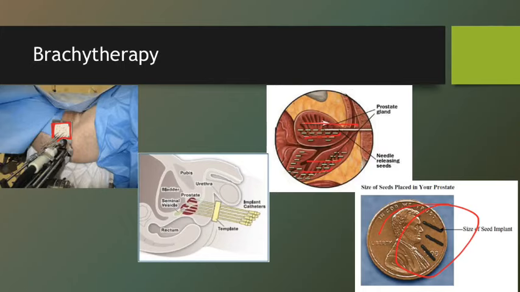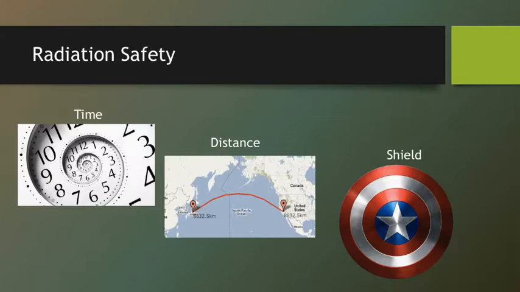Same thing goes with people who get systemic radiation therapy. There's radiation safety issues, and that's guided by, you want to limit time, distance, meaning that you don't want to be real close to them, that you want to stay as far away from them as possible. Okay? If you're really close to somebody who's having radiation therapy, then you want to limit your time. And you also want to wear shields, the lead shields, if you're dealing with somebody who's having radiation therapy.